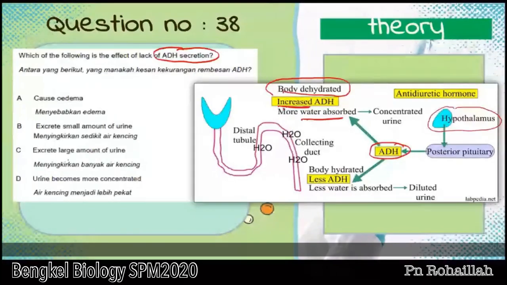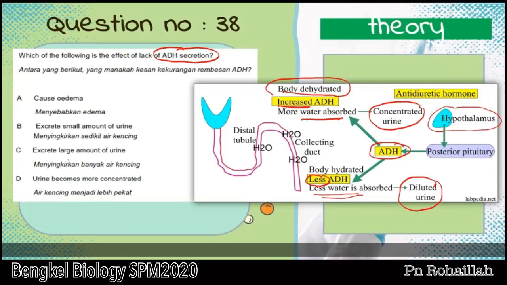So you can see the color for the urine is yellow in color. Okay, but if the ADH is less, it means that your body has enough water or you drink too much water. Okay, so less water will be absorbed in the kidney. Then you will notice the color for urine is a colorless color.